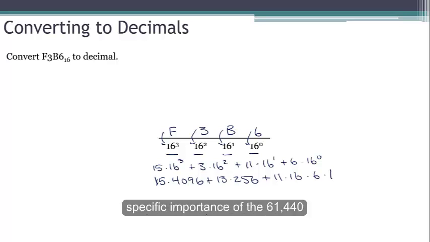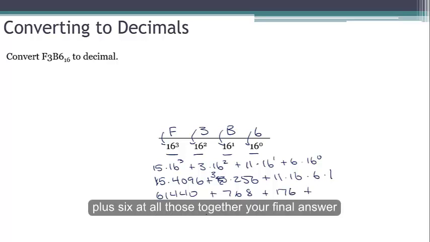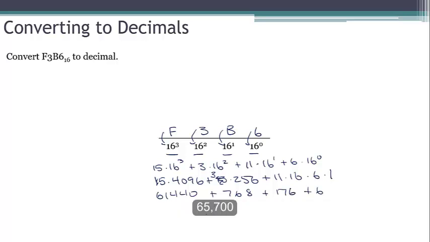So let's see if you keep working this out. This is 61,440 plus, excuse me, that's not a 13. That should just be a 3. That's 768 plus 176 plus 6. Add all those together, you get our final answer: 65,798 base 10.